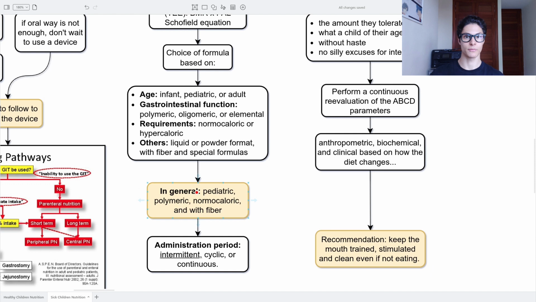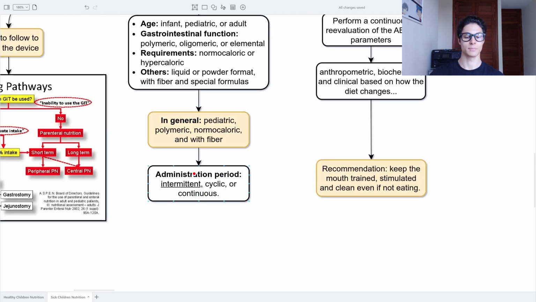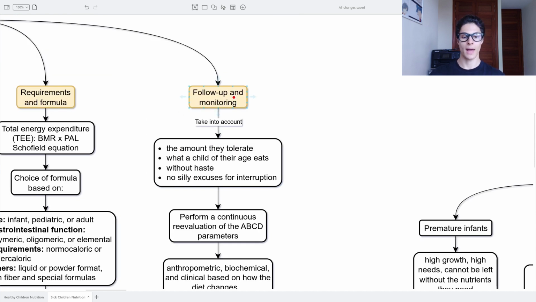But in general, for children, we give the pediatric one, polymeric, normocaloric with fiber. And the administration period can be either intermittent, cyclic, or continuous. And here, as a general rule, we choose intermittent. And then there is the follow-up and monitoring.